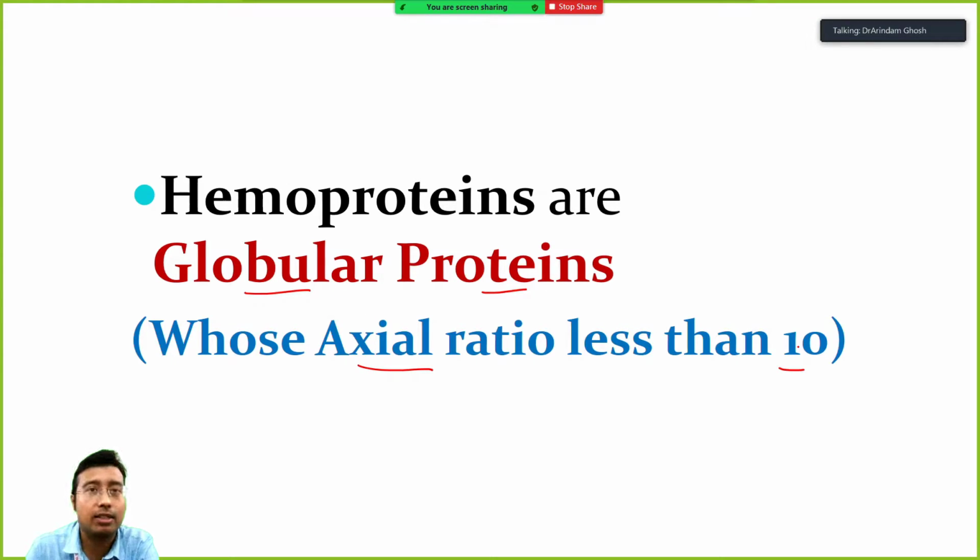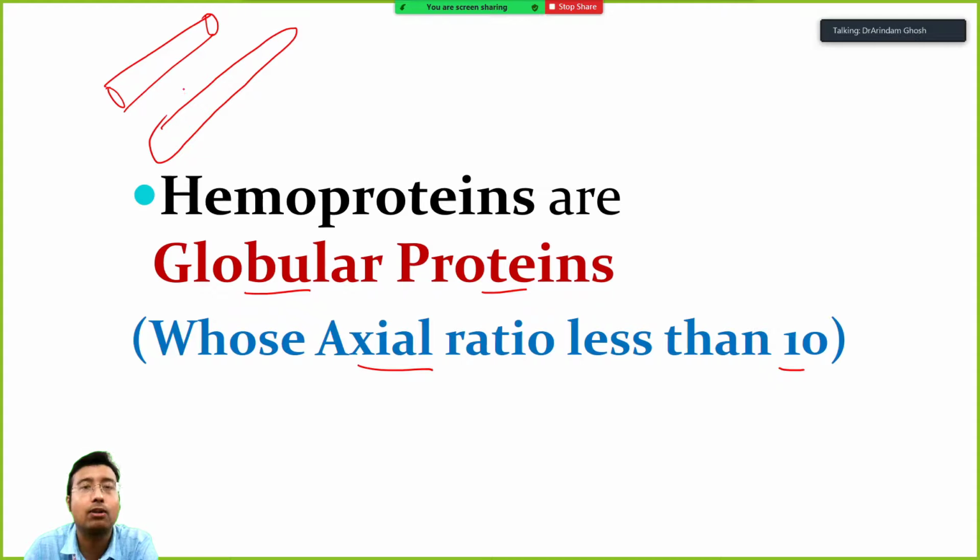Now, what is axial ratio? I told you when we look at proteins from outside, proteins can be of two types. They can be fibrous proteins, the proteins that are long looking, they look like strings from outside, not with the naked eye but with an electron microscope. Still, macroscopically they look like this. And what are globular proteins? They are circular. Well, they are not exactly circles.